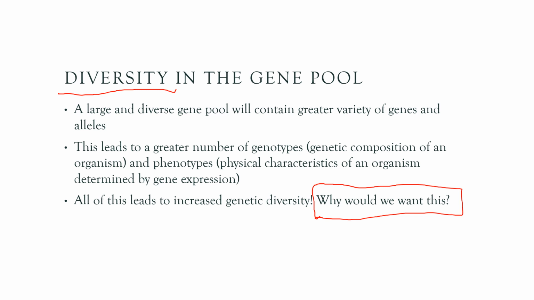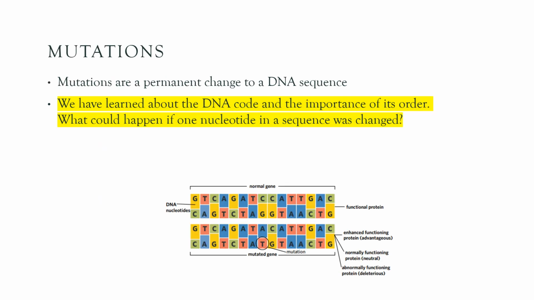Okay, so the more diversity that we have in our populations, the more likely we are to have characteristics that are going to be protective and are going to allow the population to survive despite adversity around them. So having diversity in the gene pool doesn't just happen. There's something that needs to happen first for diversity to occur. So the only way that alleles can change and new characteristics can develop is through mutations. So a mutation is a permanent change to a DNA sequence.